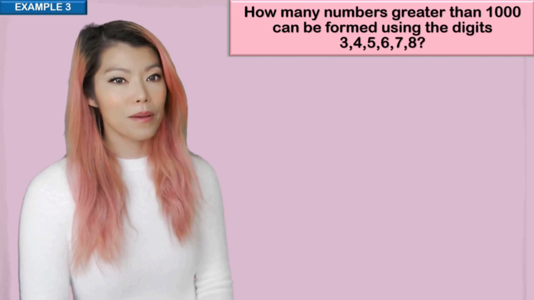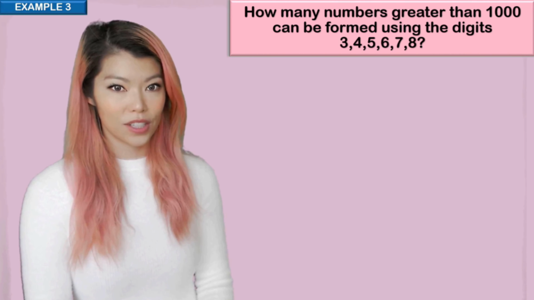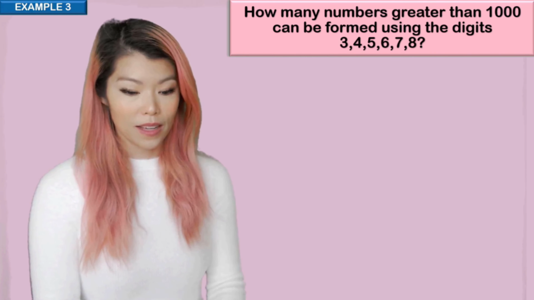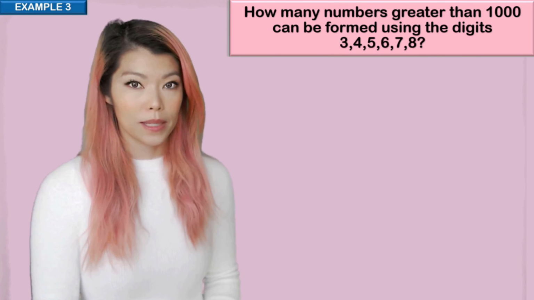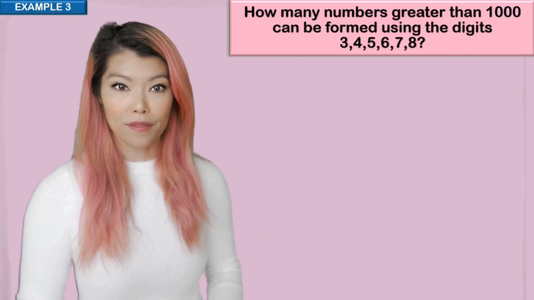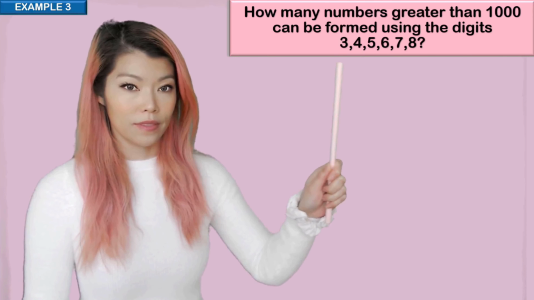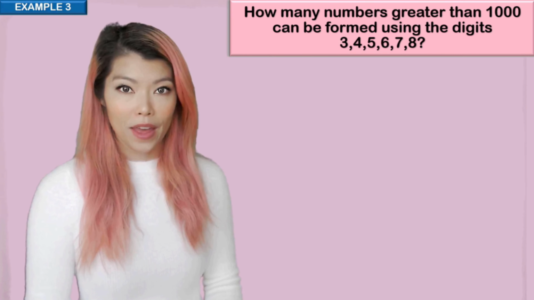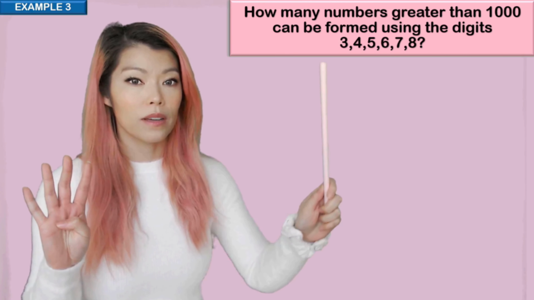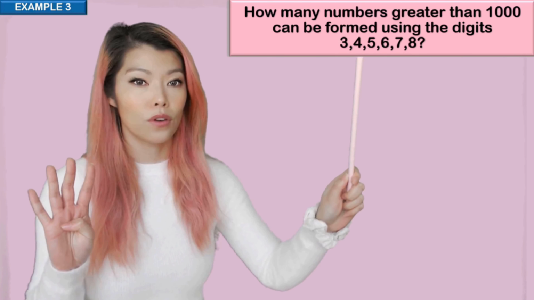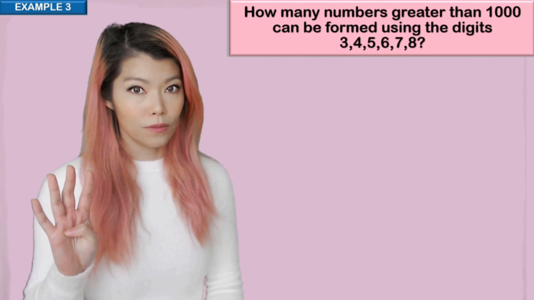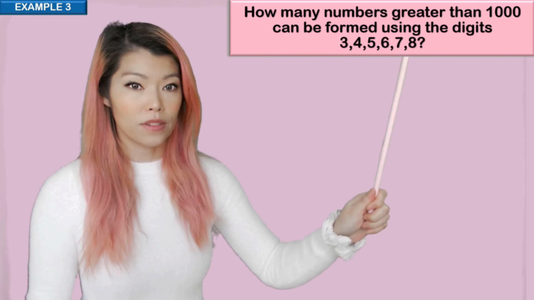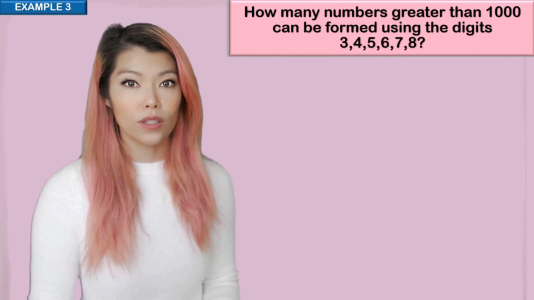Example 3. How many numbers greater than 1,000 can be formed using the digits 3, 4, 5, 6, 7, and 8? So here we have 6 objects, but how many spaces do we have? Can we have 3? Like 3 digits, like 345? No, we can't, because that is less than 1,000. We could have a space of 4 because 3,456, for example, or 6,543 is greater than 1,000. We could also have a space of 5, so 5 digits, or 6, but we couldn't have 7 because we don't have 7 things to choose from.